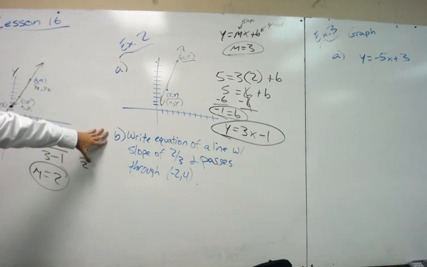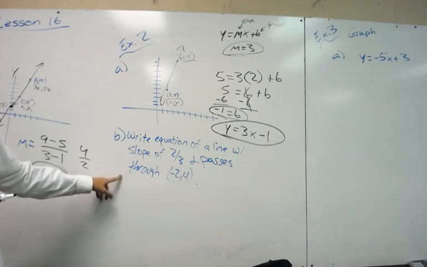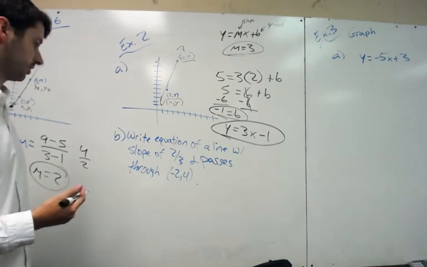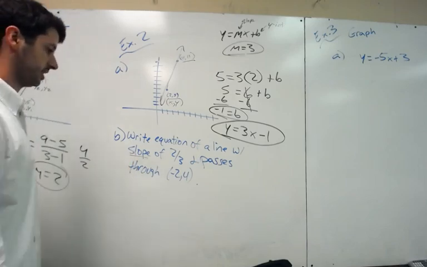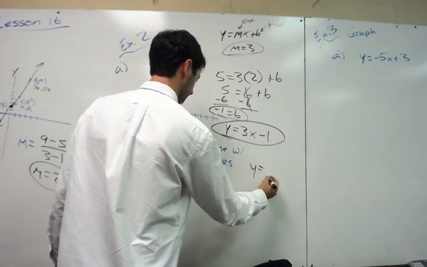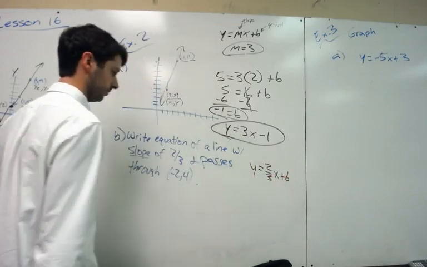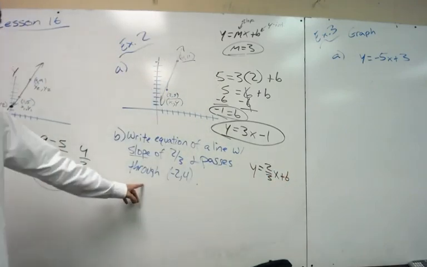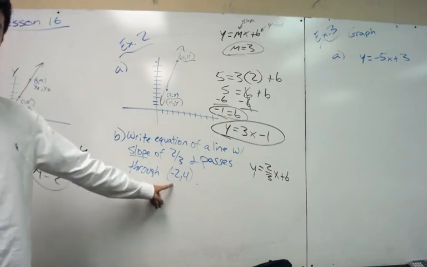In B, it makes it easier. It says write the equation of a line with a slope of 2/3, and it passes through -2, 4. So if we know our slope is 2/3, our letter for slope is m. So y equals 2/3 x plus b. We've got the slope so far. Then it says it passes through -2, 4. Well, that's not the y-intercept.